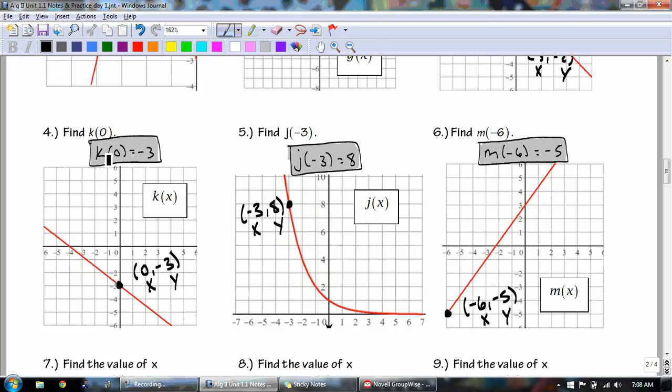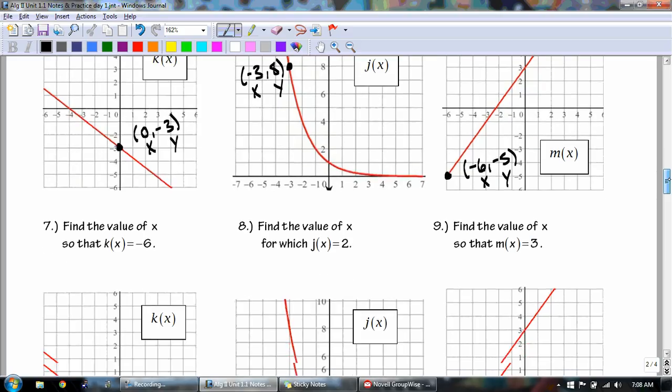Okay, so k of 0, remember that's our x. So when x is 0, y was negative 3. So k of 0 equals negative 3. For 5, j of negative 3, so when x is negative 3, y is 8. So j of negative 3 equals 8. Number 6, m of negative 6, so when x is negative 6, we got y is negative 5. So m of negative 6 equals negative 5. So here we were trying to find the y value every single time.